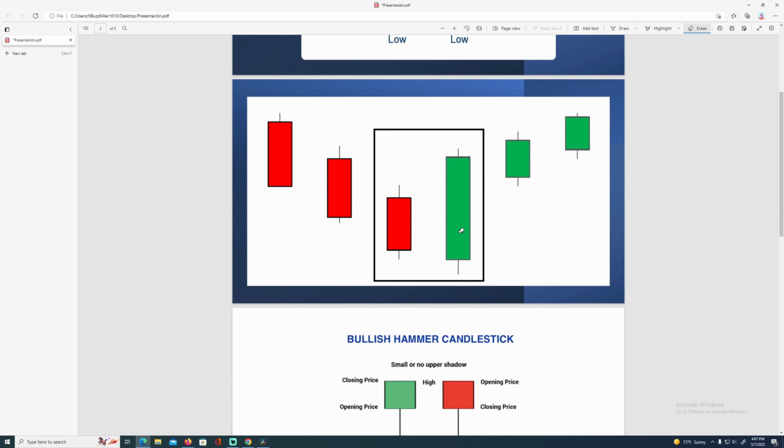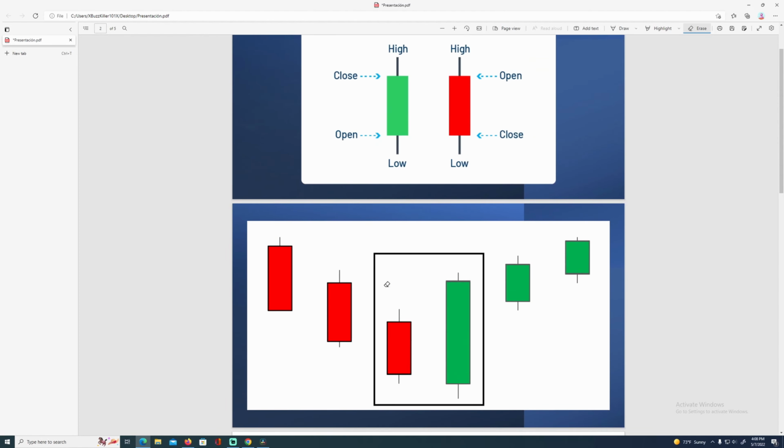So we don't really use candlesticks, but we're going to go through just the most common, so that you have an understanding of candlesticks, and it's easier for you to read the chart. Now in this case, this is what we call a bullish engulfer.